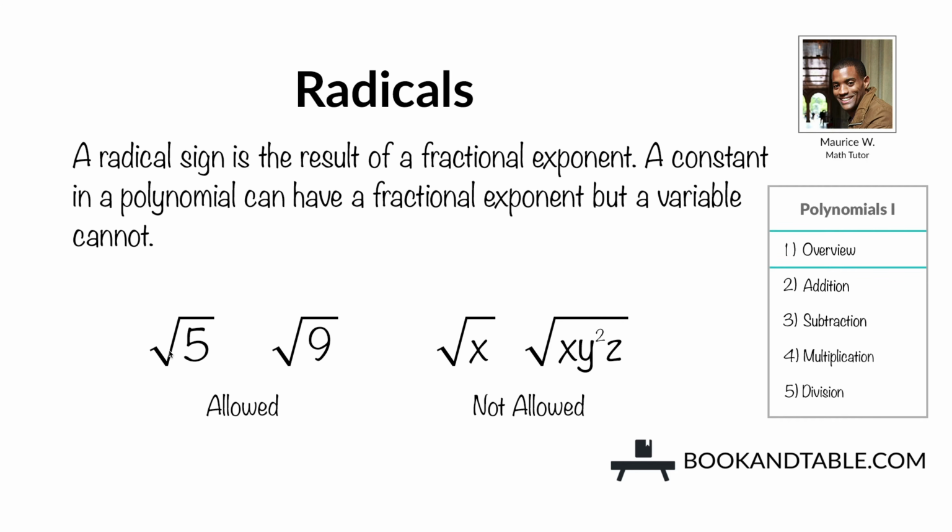A radical sign is the result of a fractional exponent. A constant in a polynomial can have a fractional exponent, but a variable cannot. So the square root of 5 and the square root of 9 are allowed to be a part of the terms in a polynomial. But the square root of x, or the square root of x times y squared times z, none of these would be allowed because these variables would then have exponents that are fractions.